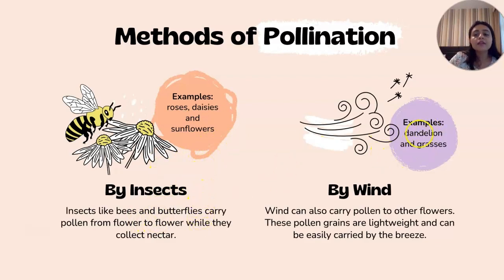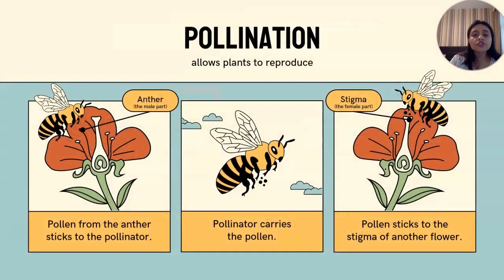And there are some lightweight pollens which, with the help of wind only, just swipe off from the anther and get stuck on the style. So this method is known as pollination by wind. Pollination allows the plants to reproduce by transferring the pollens from the anther to the stigma.